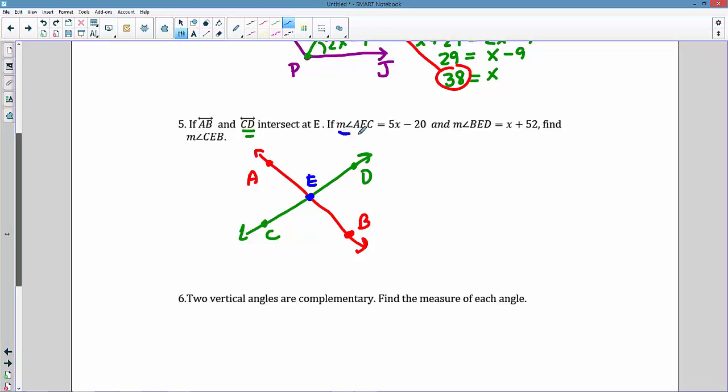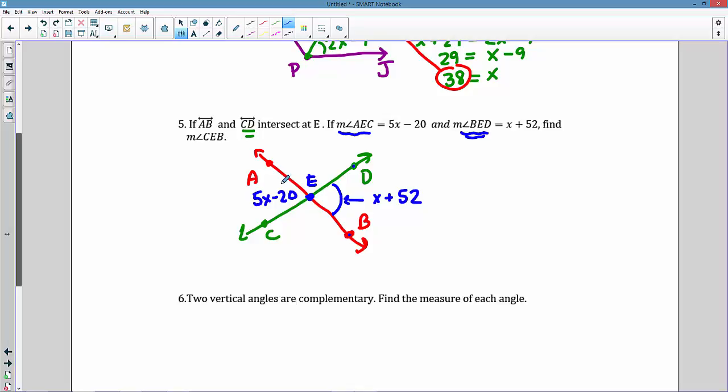So now let's do this. The measure of AEC, that's this left angle here, is 5x minus 20. And the measure of angle BED, which is over here, you count from B through E to D. That means this angle here. That angle there is x plus 52.